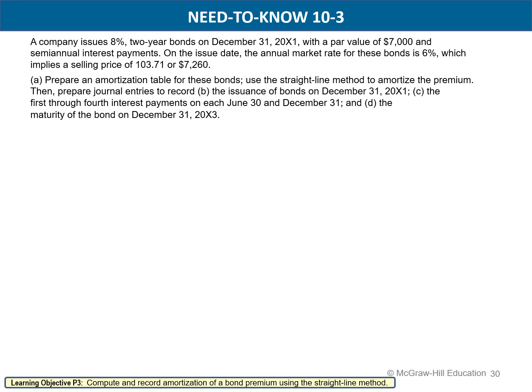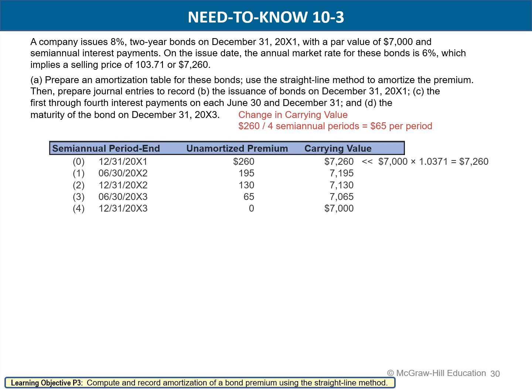So if we look at an example here, a company issues an 8% 2-year bond on December 31st, X1, with a par value of $7,000 and semi-annual interest payments. On the issue date, the market rate is 6%, which implies a selling price of 103.71 or $7,260. So we need to prepare an amortization table, then the journal entries to record the issuance, the interest payments, and the maturity. So same with the discount, just the other direction.